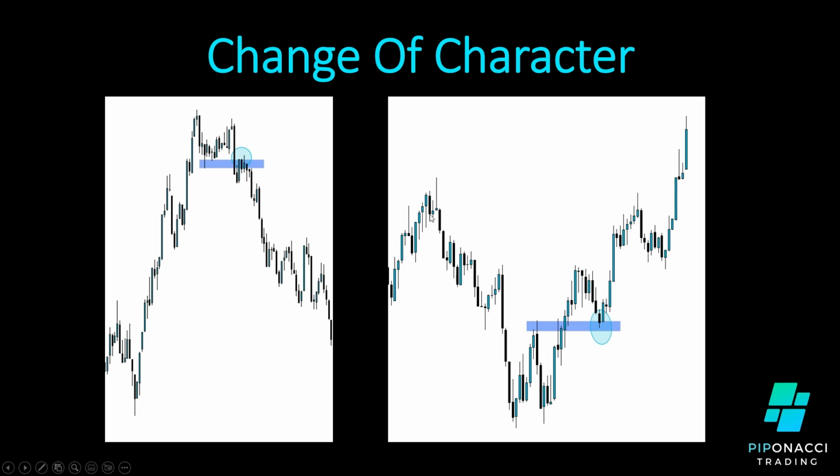On the right-hand side, we had the downtrending market. Price then created this lower high. Prices then broke the lower high, retested it, and then we've seen a sharp move to the upside. So the market structure shift is very, very simple.